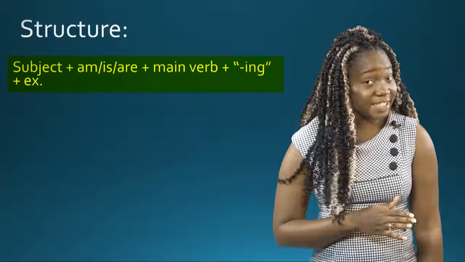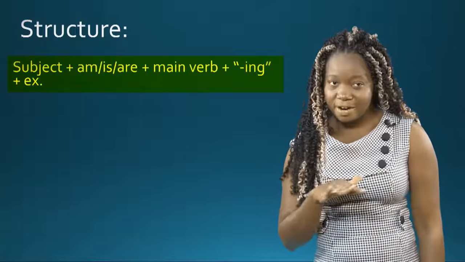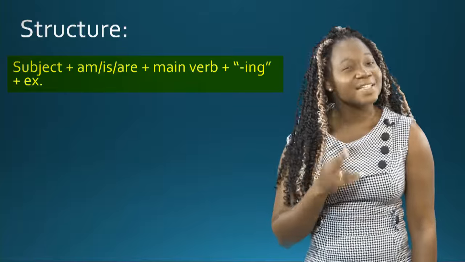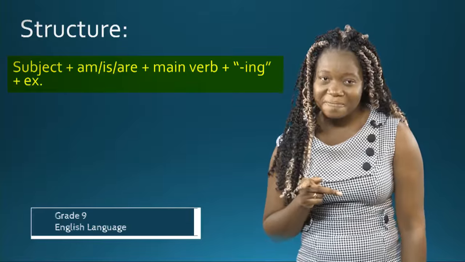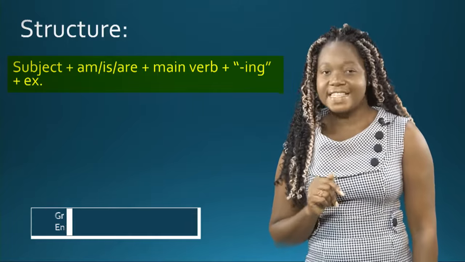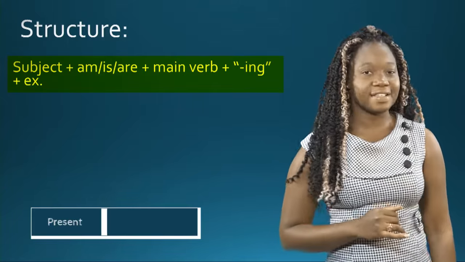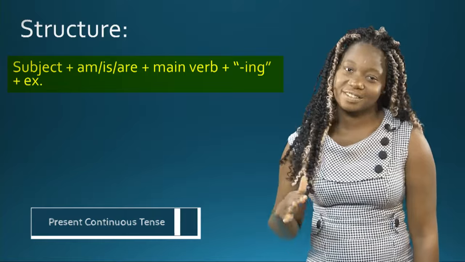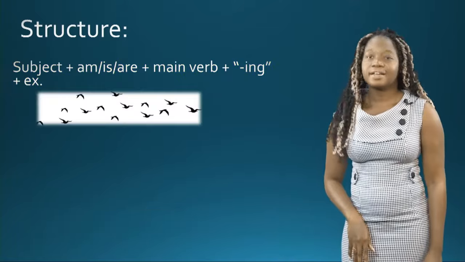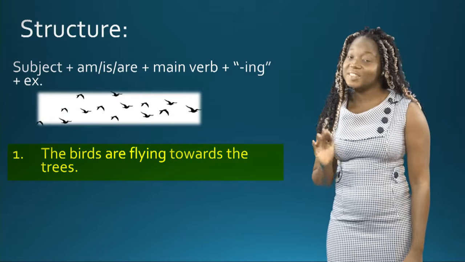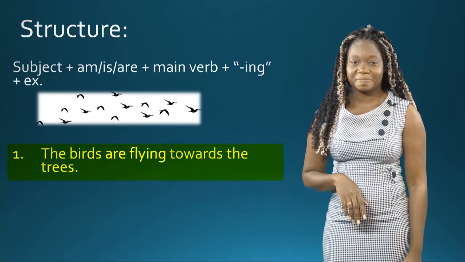The subject of your sentence, then the verb, am, is, or are, plus the main verb, adding ing to that, and then the extension of the sentence, or the object or the predicate, whatever is the rest of your sentence. Here's an example. The birds are flying towards the trees.